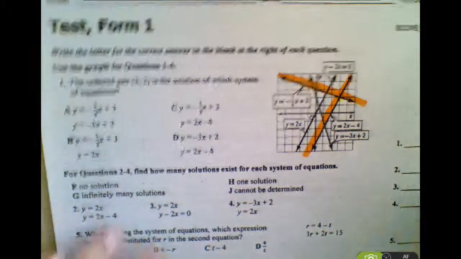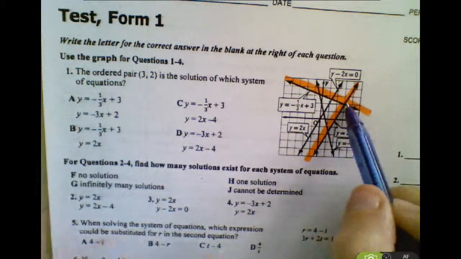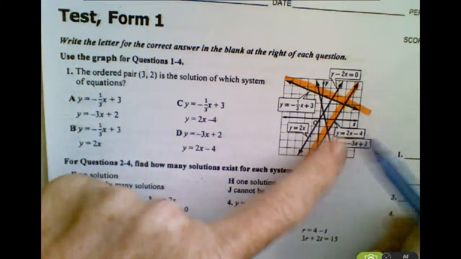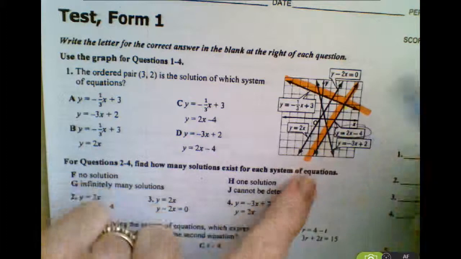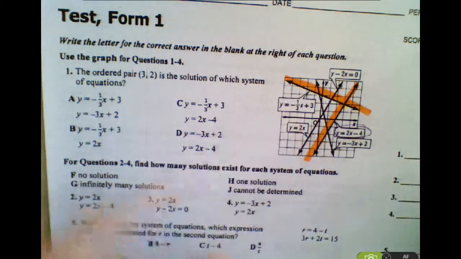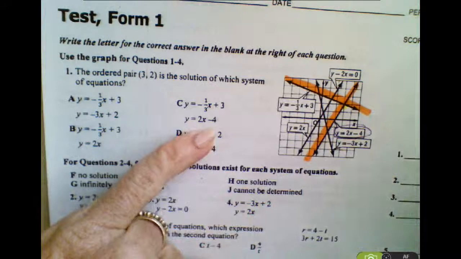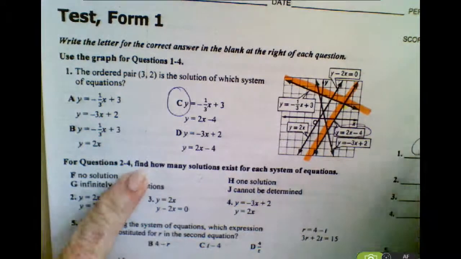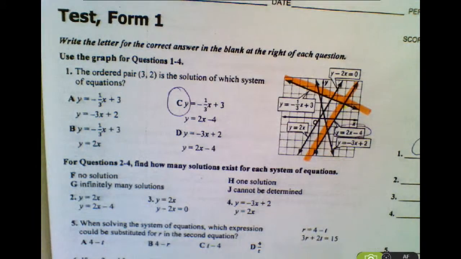So this line here, you just have to see what's pointing to it, is y equals 2x minus 4. And this line is y equals negative 1/3 x plus 3. So it looks like that is letter C.